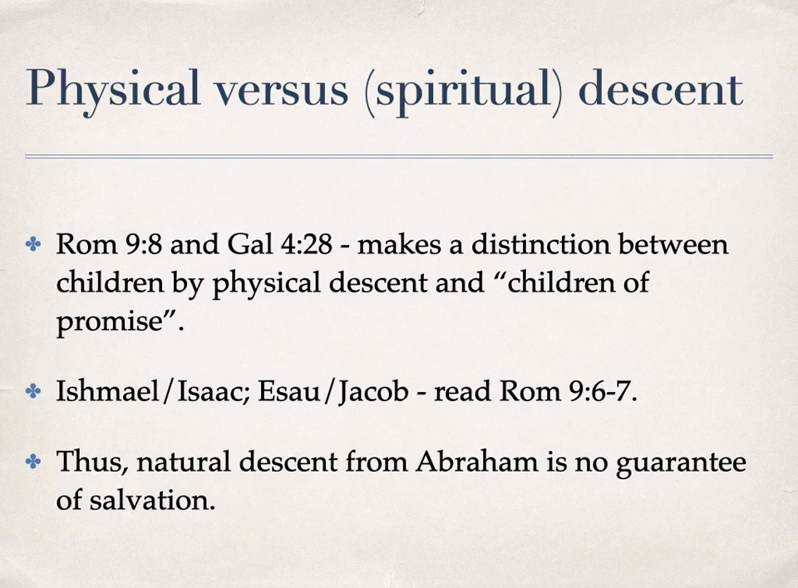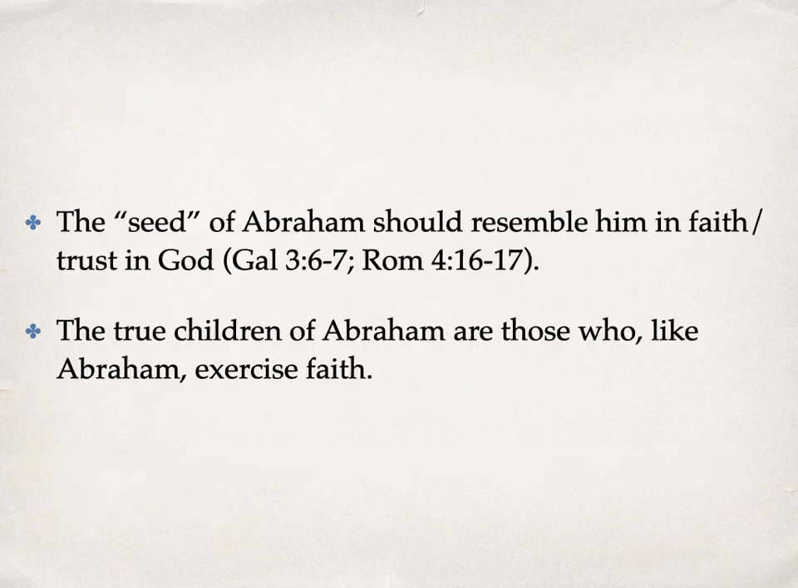Both of them were the sons of Isaac. Here, Paul stressed God's election. Even before children did anything good or bad, Jacob was chosen and not Esau. Thus, natural descent from Abraham is no guarantee of salvation. The seed of Abraham should resemble him in his faith or trust in God. The true children of Abraham are those who, like Abraham, exercise faith.